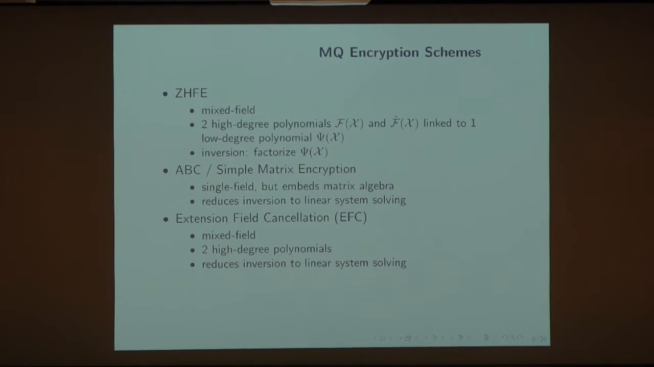So what we propose is extension field cancellation. The idea is we have two high-degree polynomials in our secret map, and by cleverly combining the high-degree polynomials, we end up with a linear system, and if we solve the linear system, then we obtain the unique plaintext. So you can think of it as lying in between ZHFE and ABC.